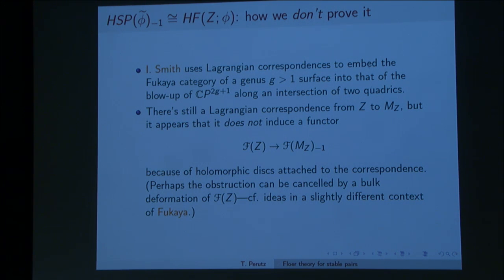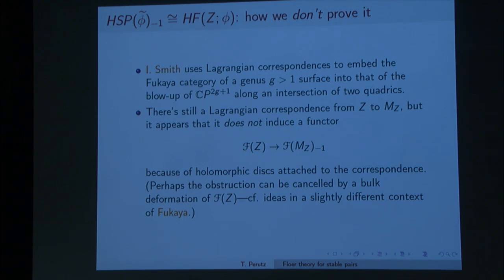So how to prove that the -1 summand of stable pair Floer homology is the fixed point homology of Z? Well, Ivan Smith studied something very closely related. He studied the blow-up of CP to the 2g plus 1 along an intersection of two quadrics, and he used Lagrangian correspondences to embed the Fukaya category of a genus g surface into that of this blow-up. However, his result only applies when the genus is strictly bigger than 1. It does not apply to genus 1.